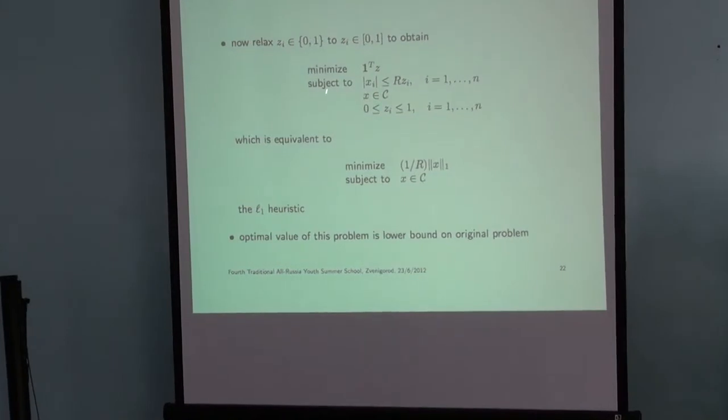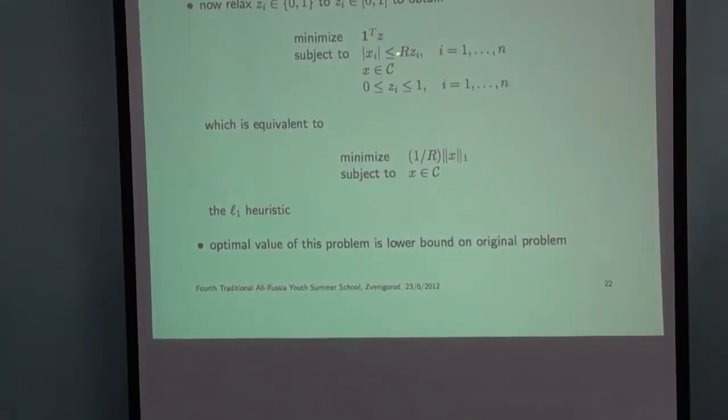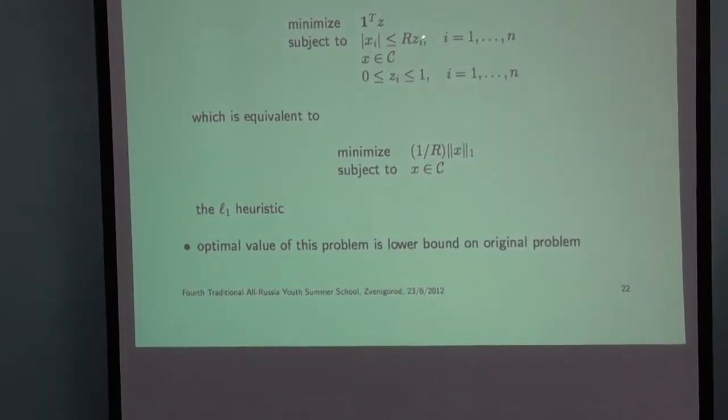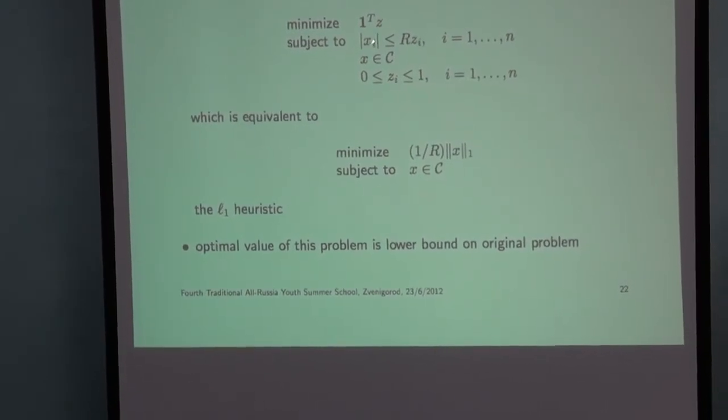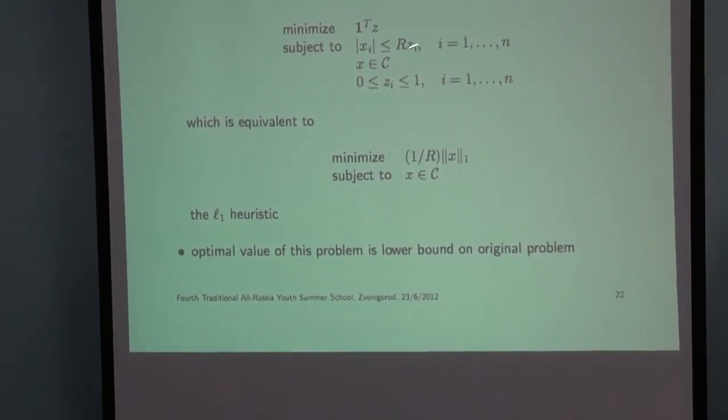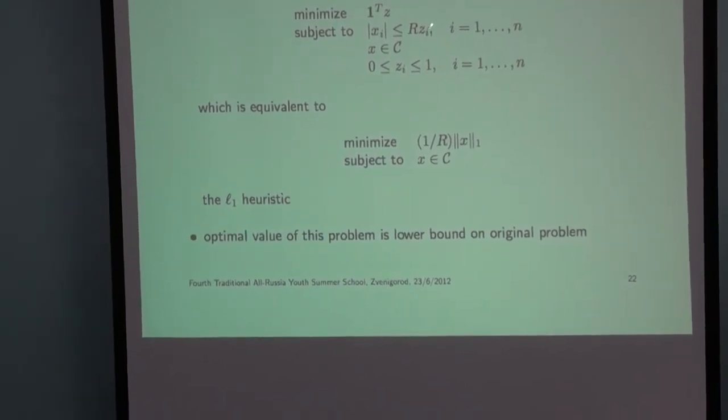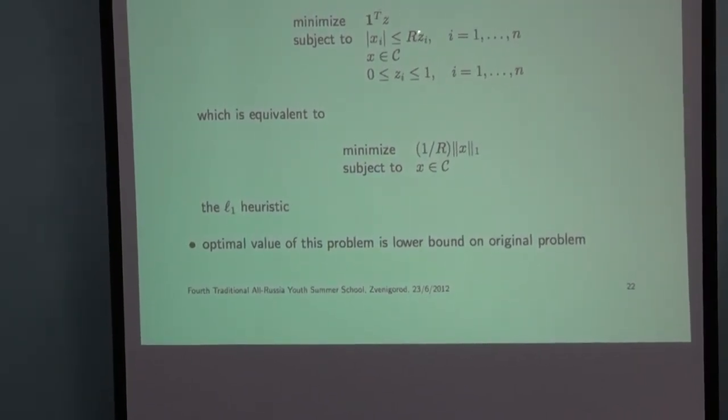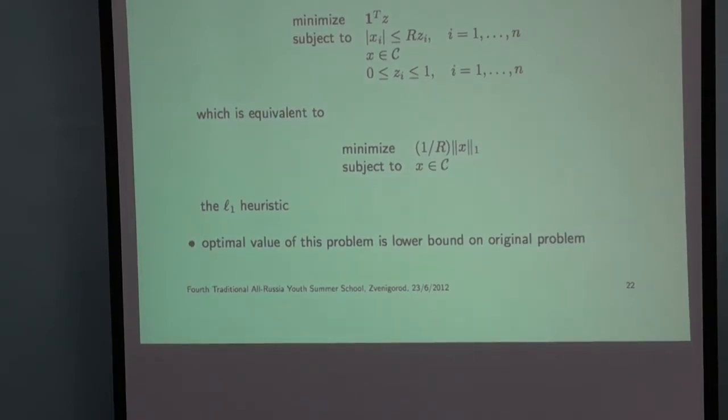But if you stare at this long enough, you can figure something out. Here, the optimal value of z_i is simply |x_i| divided by r, because it's monotone in the objective, and the z_i appears nowhere else except here. So you would take z_i to be |x_i| over r, and so in fact this problem is equivalent to that, and that's our L1 heuristic, right? So this tells you immediately that when you solve this and you put the factor 1 over r in, this gives you a lower bound on the original problem.